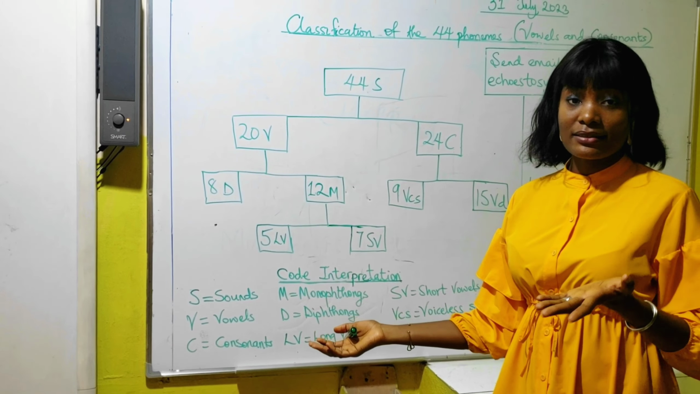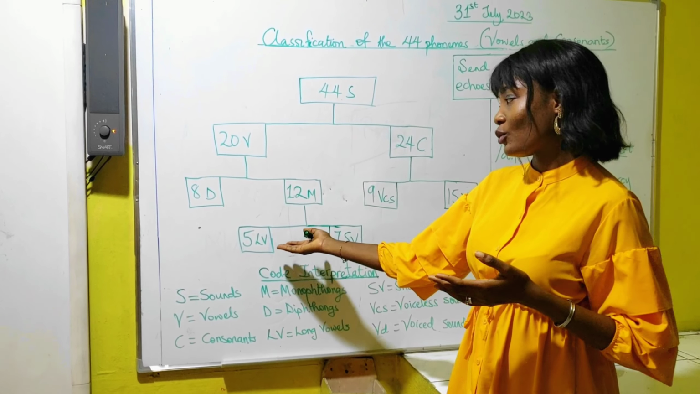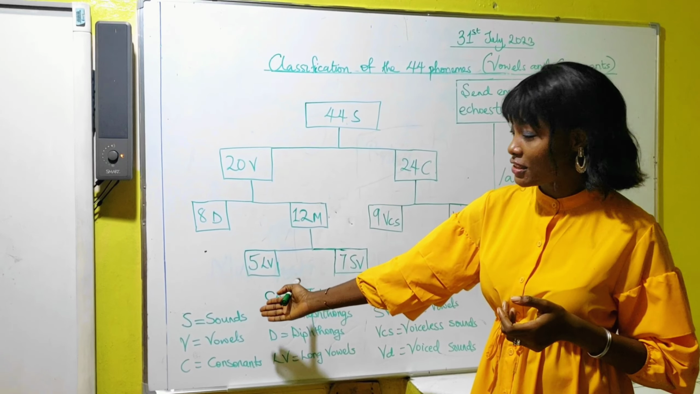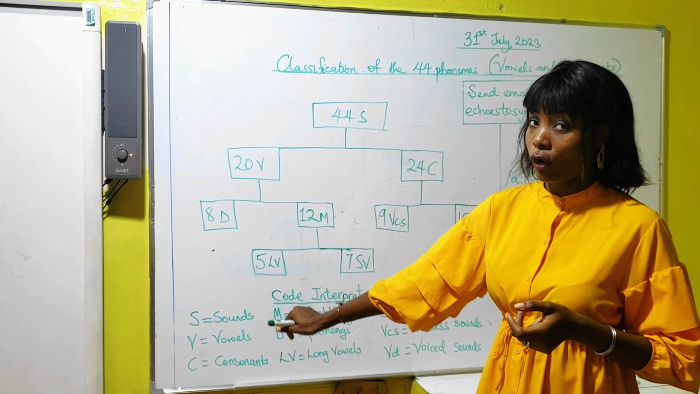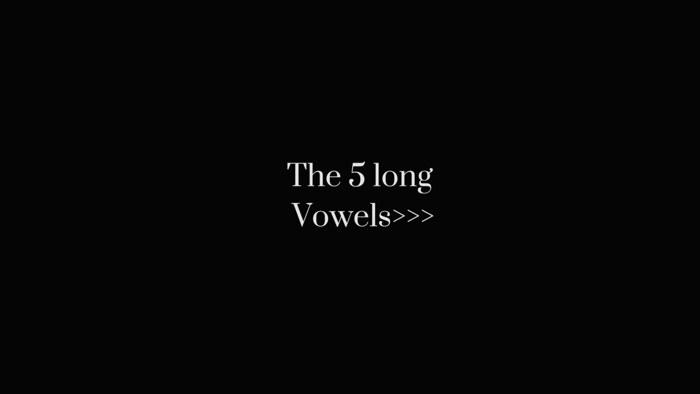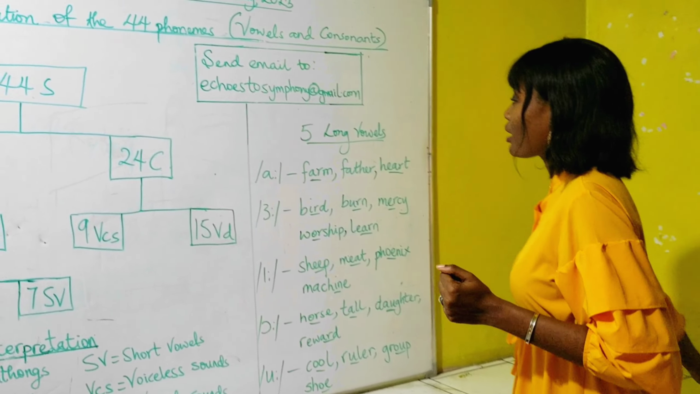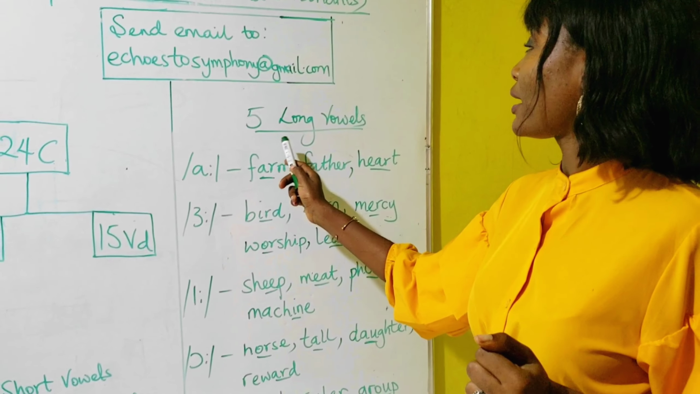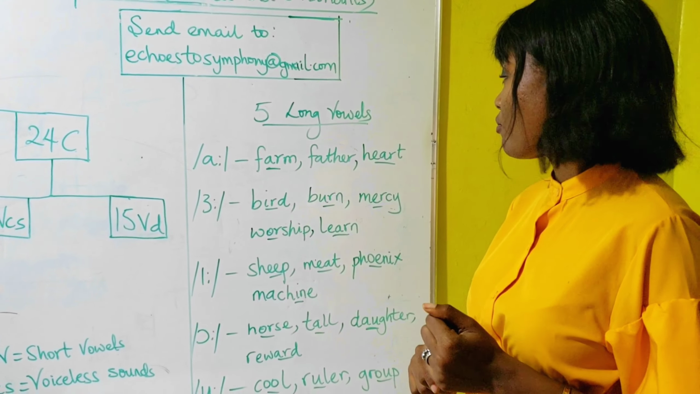So I'm going to the least of them. Why do I say least? I mean the number. 5 is the smallest, so we are going to first look at the 5 long vowels. Come on, this way. Alright, now, here we have our 5 long vowels.